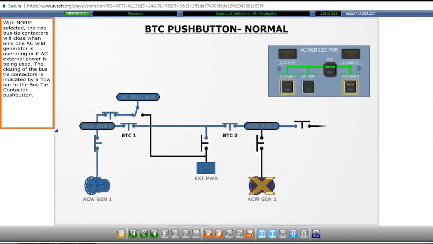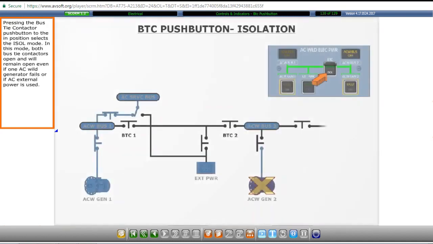With normal selected, the two bus tie contactors will close when only one AC wild generator is operating or if AC external power is being used. The closing of the bus tie contactors is indicated by a flow bar in the bus tie contactor push button. Pressing the bus tie contactor push button to the in position selects the isolation mode. In this mode, both bus tie contactors open and will remain open even if one AC wild generator fails or if AC external power is used.